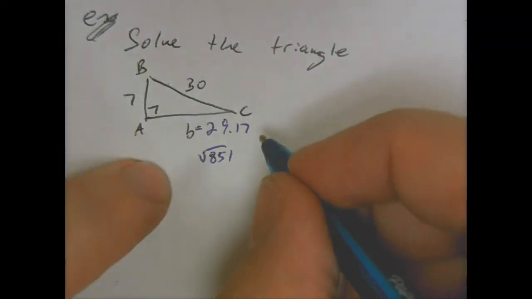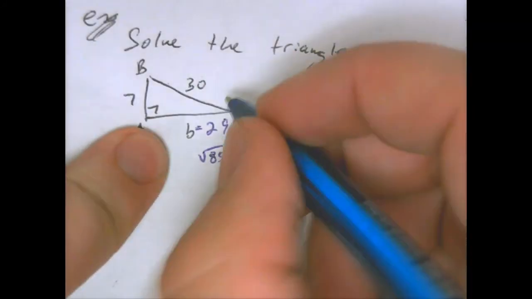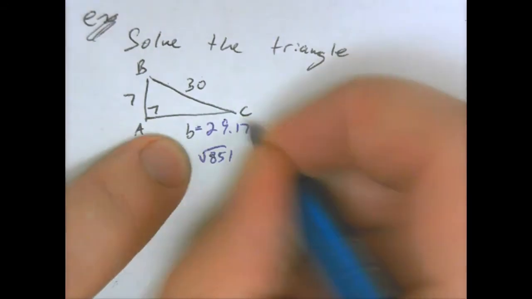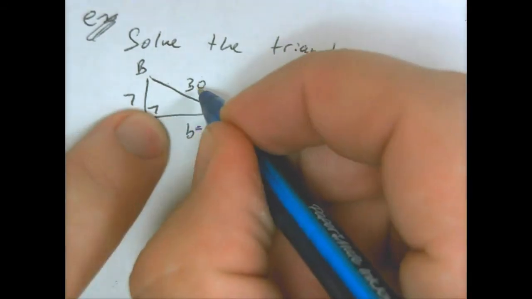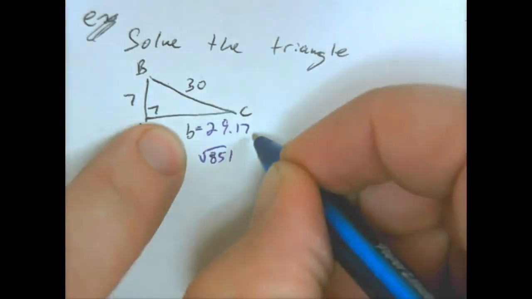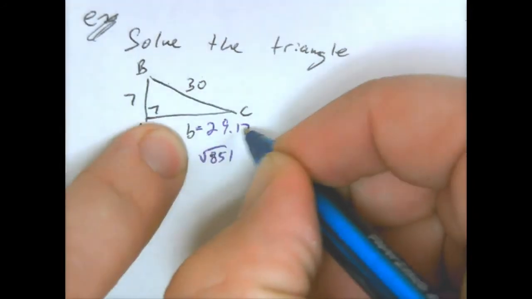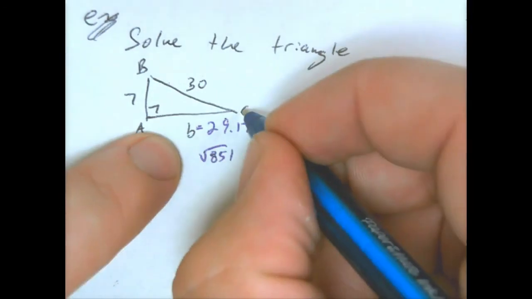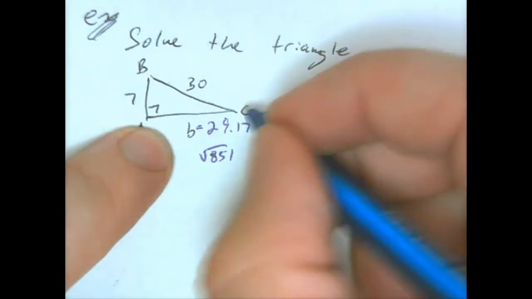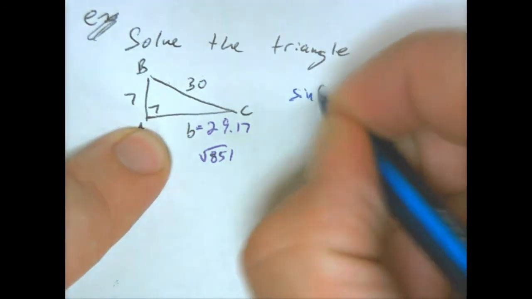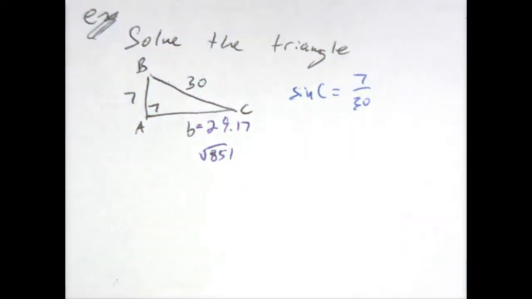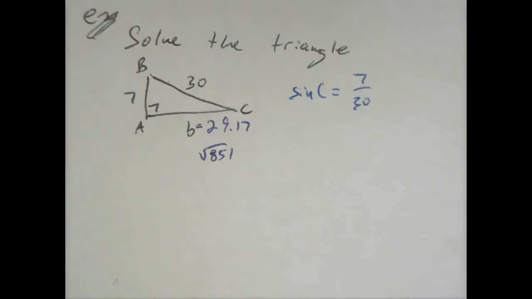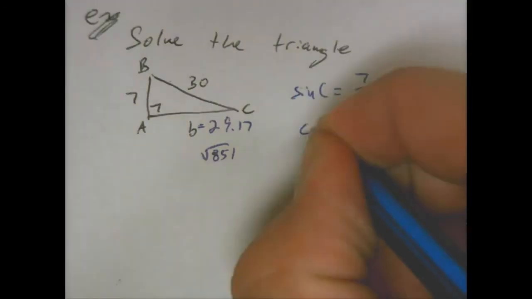Then I need an angle. But since I found this side by myself, what I can do is use the other two measurements that were given, just in case that I did this wrong, such that I will still get angle B and angle C correct. So it doesn't matter which one you find. I'll just find angle C first, since I have sine of C equals opposite over hypotenuse.